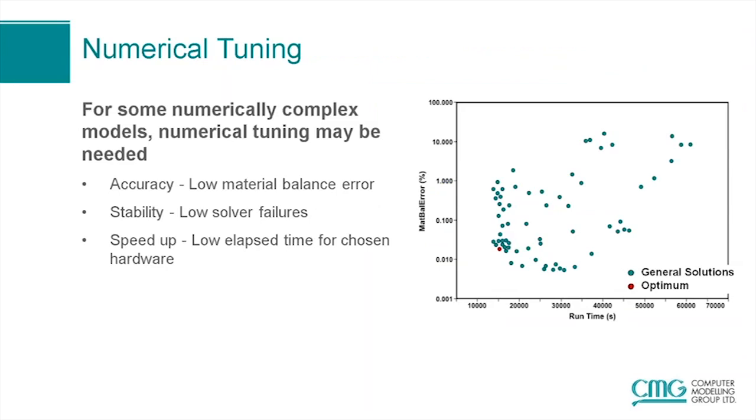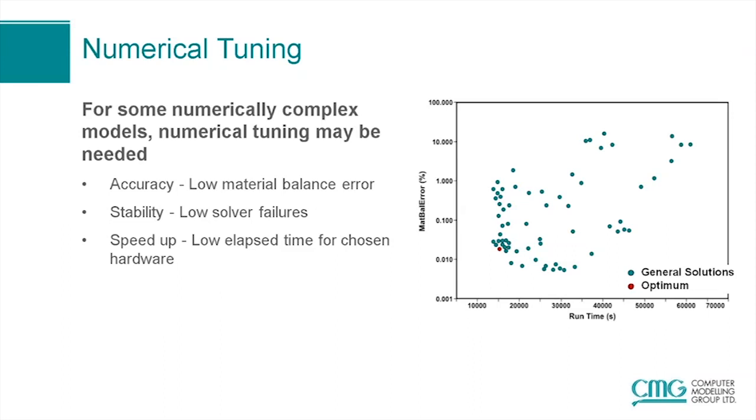Now, speaking of simulation work, if you've done any simulation work, you must have heard of numerical tuning. So while the CMG linear solver has evolved to work very well, to be very efficient and very fast with the majority of the problems, occasionally we do run into models that are numerically complex that might need some numerical tuning. And we do numerical tuning on these models for three primary reasons. One is to increase the accuracy by maintaining a low material balance error. The second is to improve stability, so better convergence and lower solver failures. And finally, and perhaps the most important, the reason we numerically tune a model is to improve the speedup, to make it run faster.